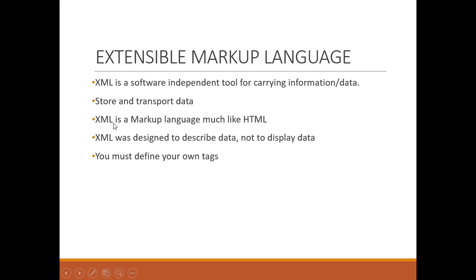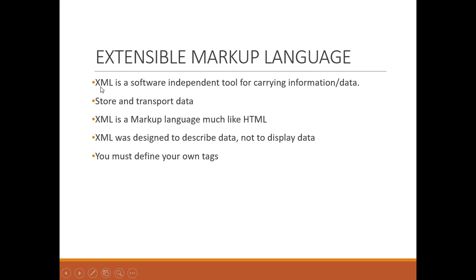However, they are different. XML is used for transporting or storing data or information, while HTML is used for displaying data. That is the difference between the two. But we will know more on the differences as we move on with the lesson. So XML was designed to describe data, not to display data, just like we said. HTML is the one that displays data, but XML does not display data. It just stores and transports data.